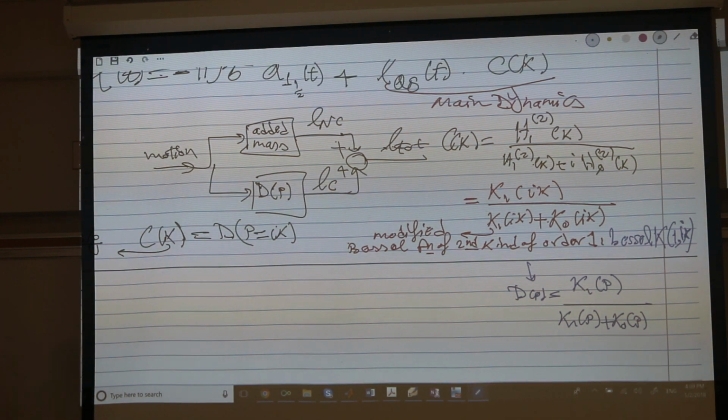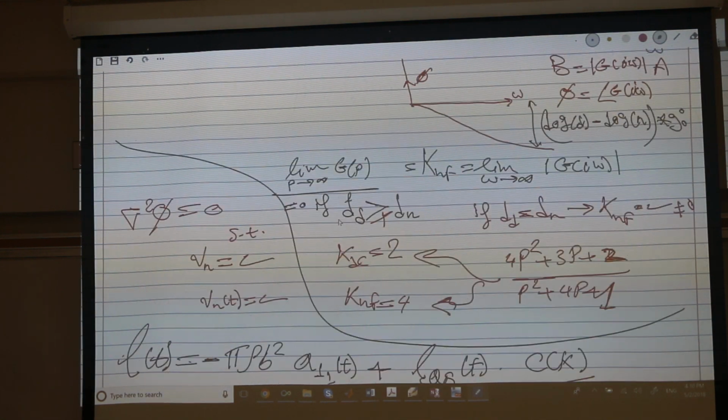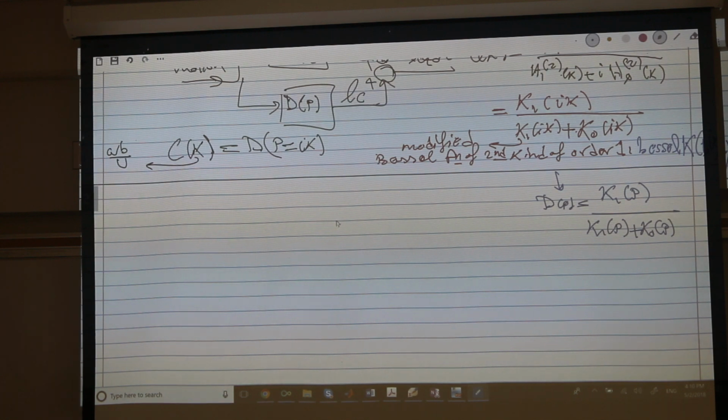I have a question. Why are we converting this C of K to a transfer function? Because it's very hard to deal with. Here is your transfer function. Here is your frequency response. We'll do it now in the very next step.